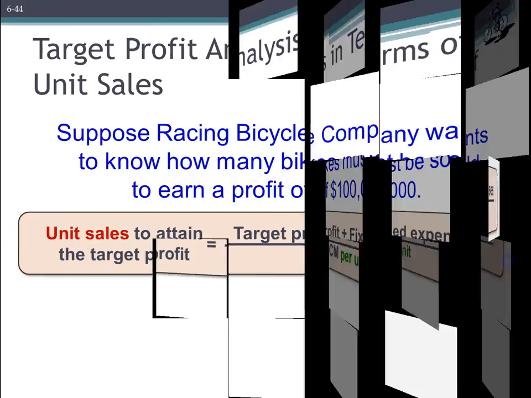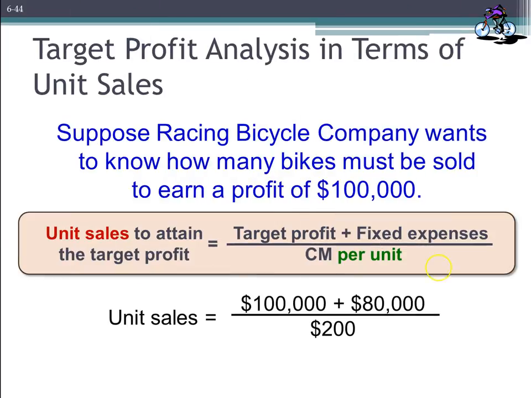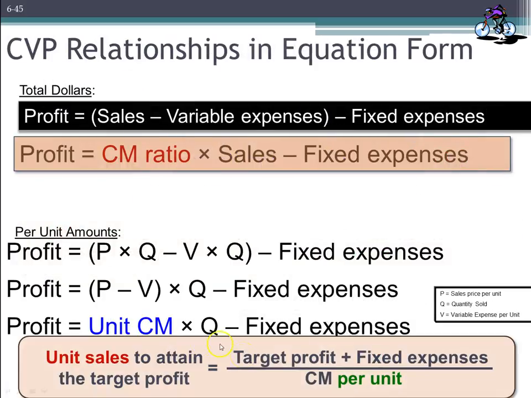So let's go ahead and plug in the exact same numbers there. We know what the target profit is. It's $100,000. We know what our fixed expenses are from the baseline information, and we know what our contribution margin is per unit. Simply do that simple arithmetic, and of course we come up to the number of bikes we need to sell in order to come up with a $100,000 profit. And that's that last formula equation listed on that slide.